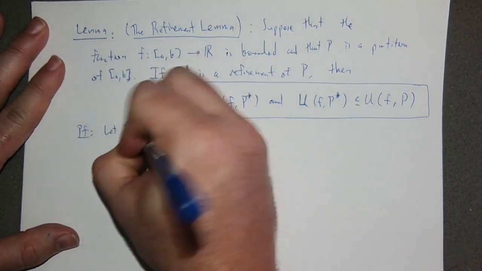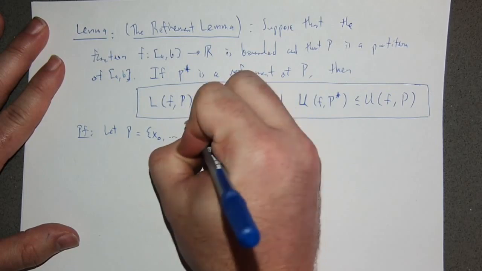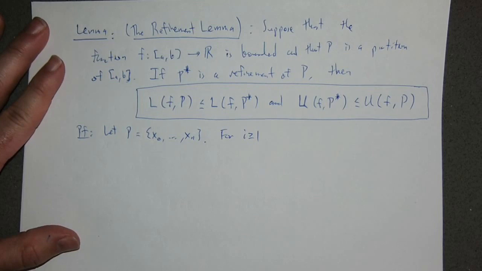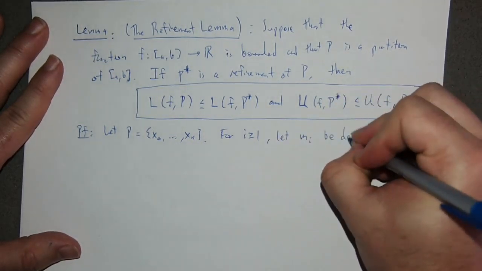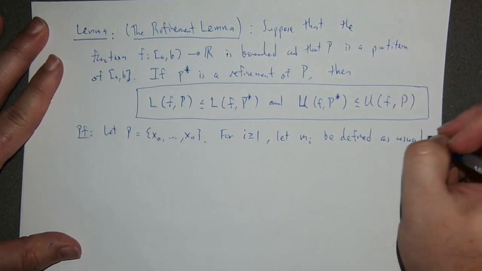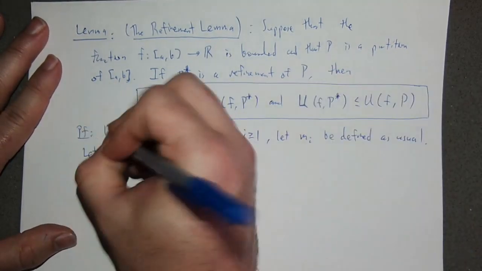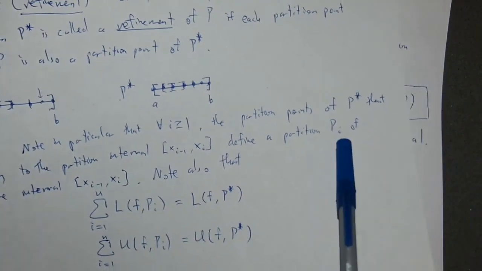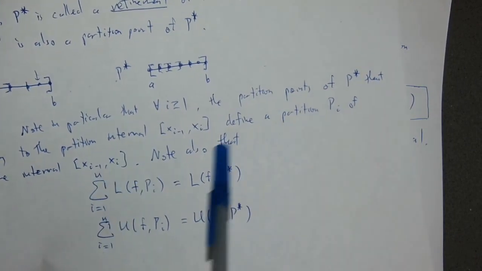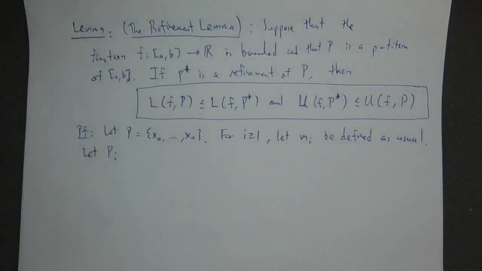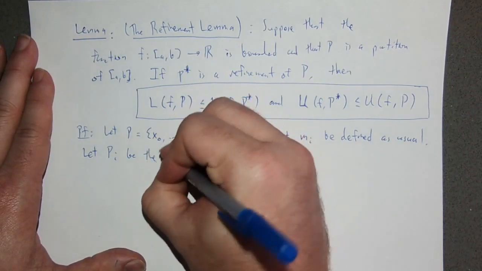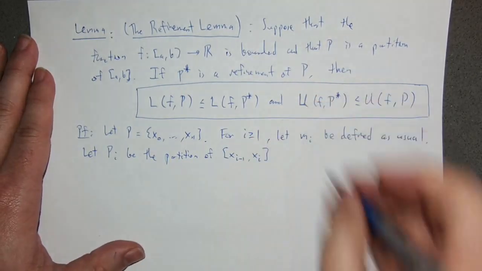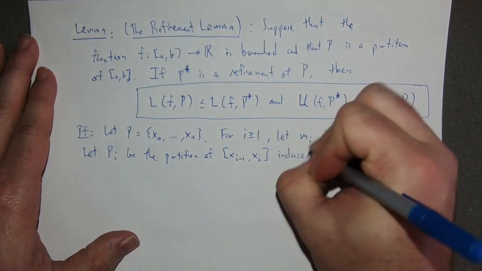So let P be a partition, usual notation. So there's x sub i for an index i greater than or equal to 1. Let M sub i be defined as usual. Let P sub i be defined in this way that I just, let me grab that sheet of paper. So I define P sub i to be this further partition of the subintervals that I get from the refinement. Okay, so let P sub i be the partition of [x sub i minus 1, x sub i] induced by P star.